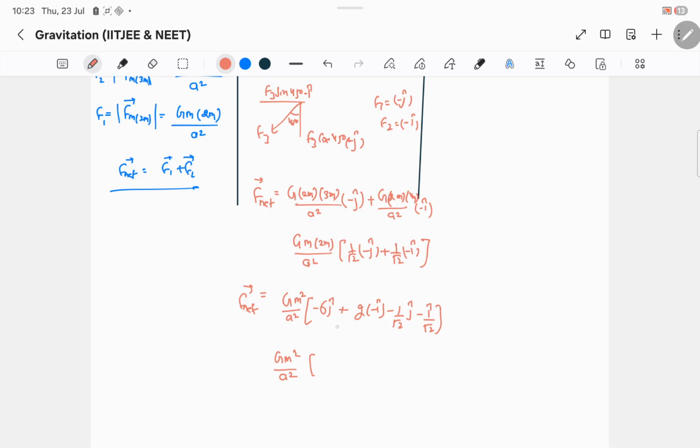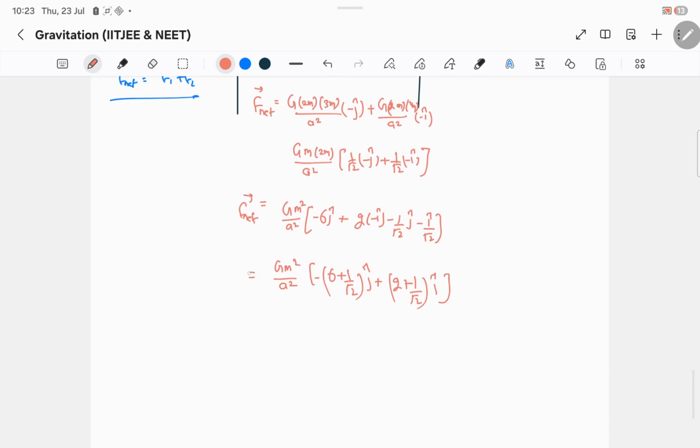So you have to combine the i and j components together. So what is j total? 6 plus 1 by root 2, minus j, and 2 plus 1 by root 2 is i. And how will you find the magnitude of the resultant F net? If a vector v is written as vx i cap plus vy j cap, then the magnitude of v will be root over vx square plus vy square.